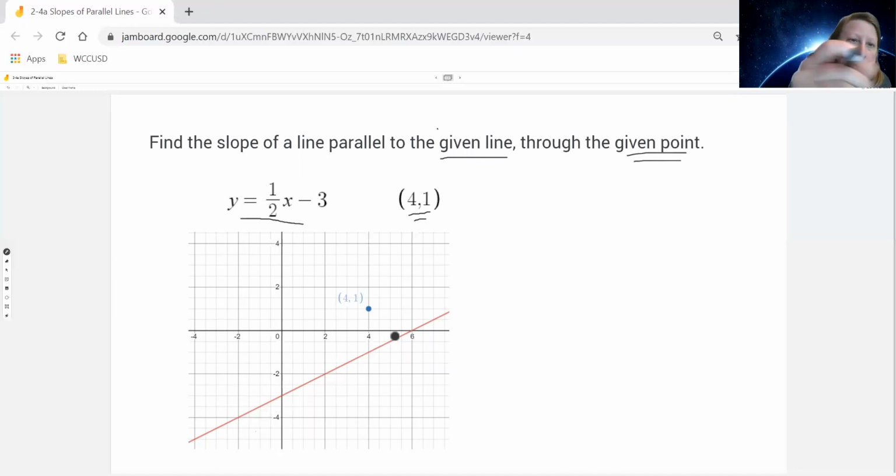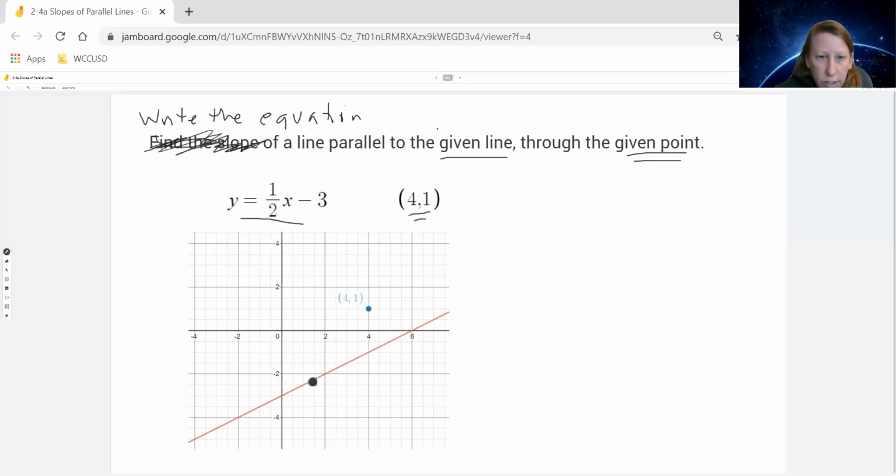And actually, this is a mistake. I want you to write the equation. I have to fix that. Write the equation of a line parallel to the given line through the given point. Okay, so let's see what that looks like.